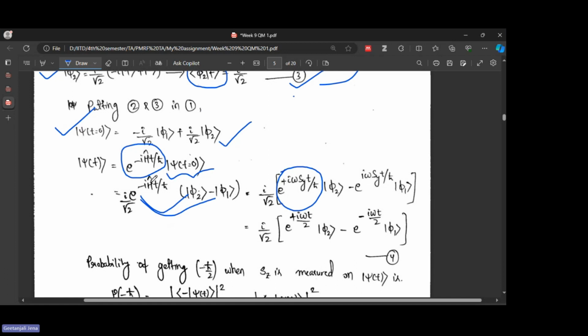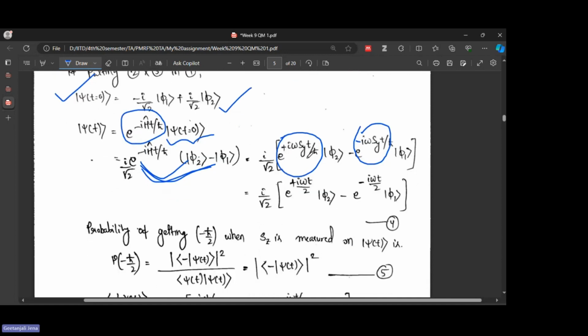Similarly, for phi 1, when E acts on phi 1, it will give the eigenvalue, which is omega h cot by 2. So you will get e to power i omega, and there will be a minus here. I forgot to write the minus. So there will be minus i omega Sy t by h cot.